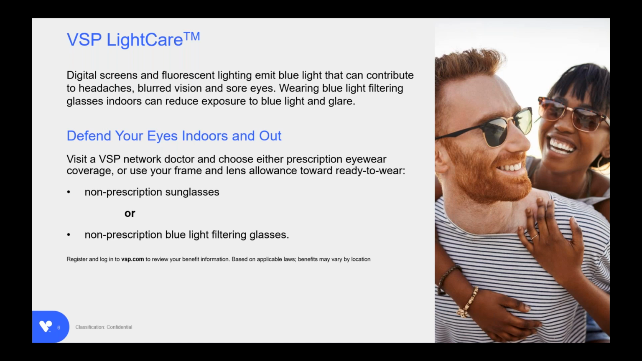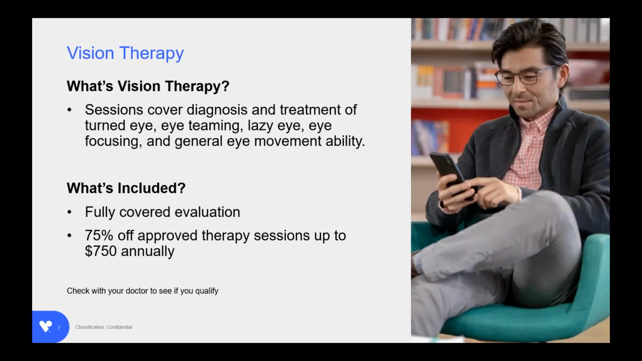With VSP Light Care, OEB members can choose ready-made non-prescription sunglasses or blue light filtering glasses instead of prescription glasses or contacts. With vision therapy, you get a fully covered evaluation and 75% off approved therapy sessions up to $750 annually. Vision therapy sessions cover diagnosis and treatment of turned eye, eye teaming, lazy eye, focusing, and general eye movement ability. You're going to want to check with your doctor to make sure that you qualify.